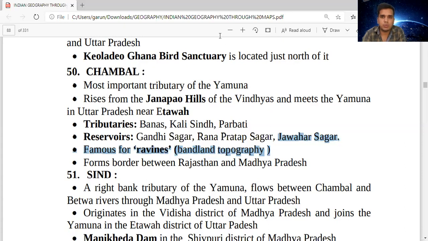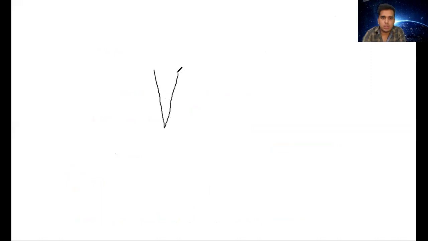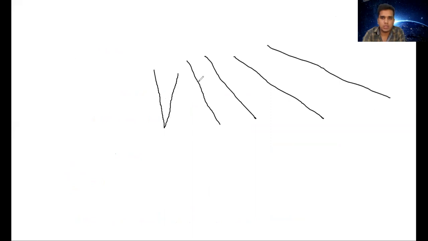Ravines को मैं आप सभी को एक तरीके से समझाता हूँ. What happens in ravines is that the river goes in fingering directions. So this is the land area, and this is your river. Okay, basically this is your single river.